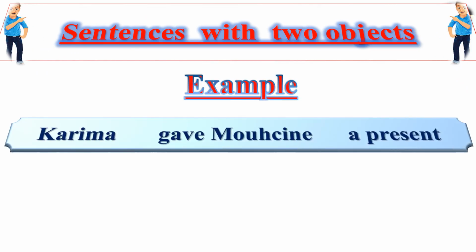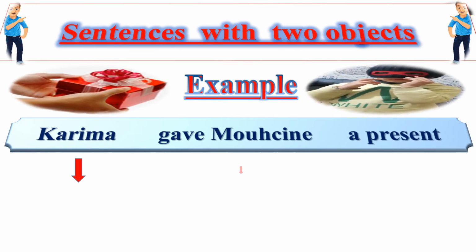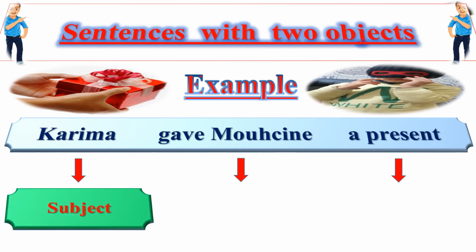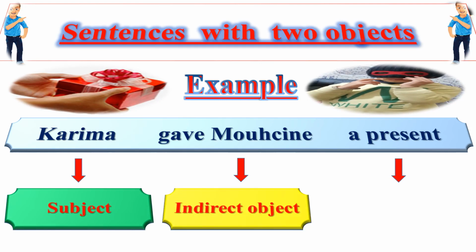This is an example. Karima gave Muhsin a present. So we have Karima as the subject, to give as the verb, Muhsin as the indirect object, and a present as the direct object.